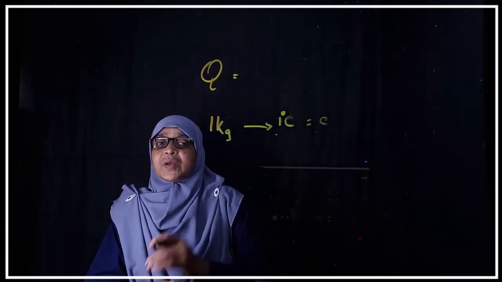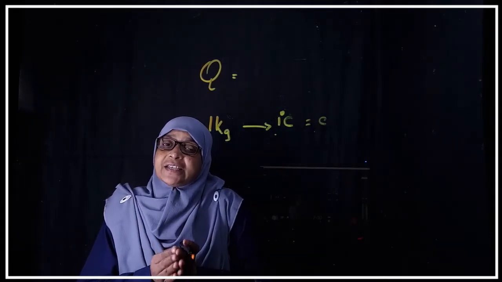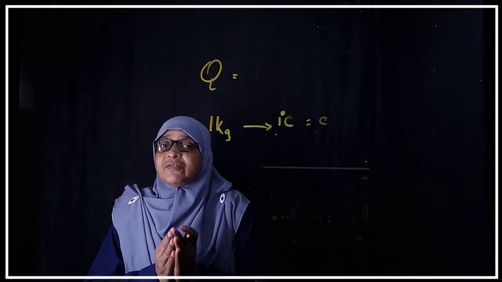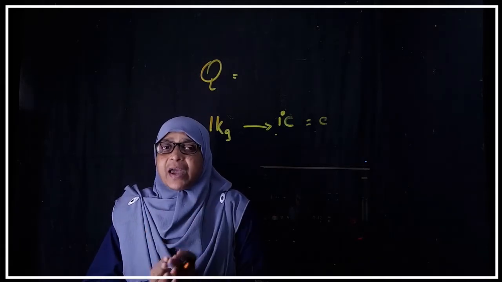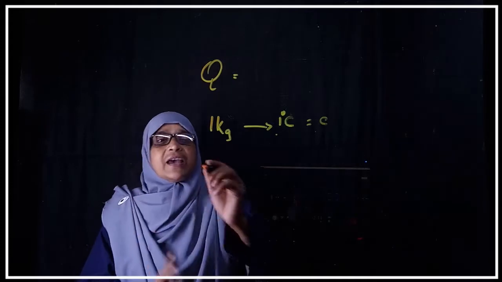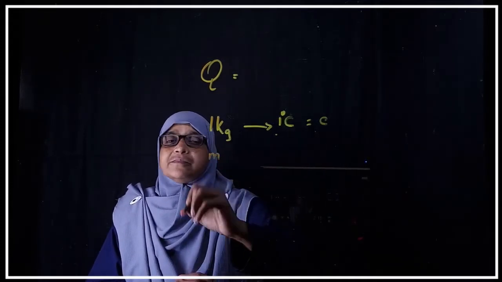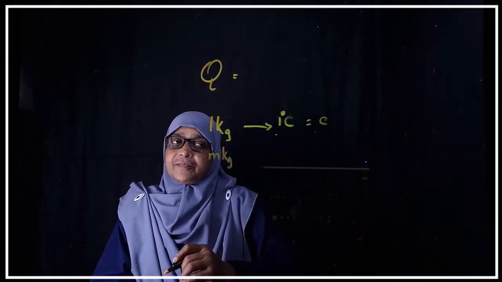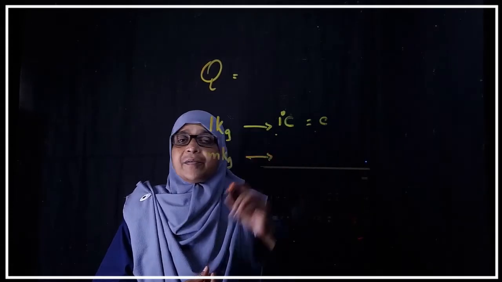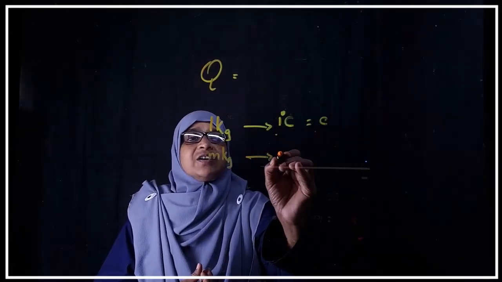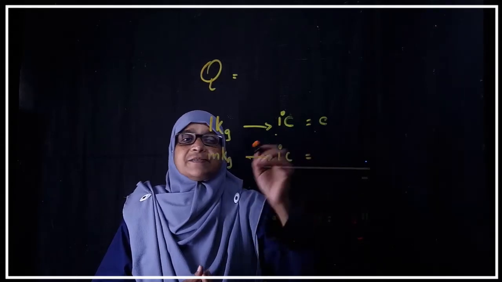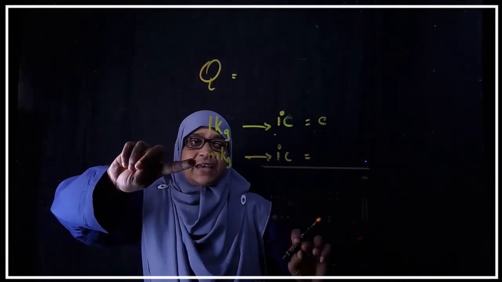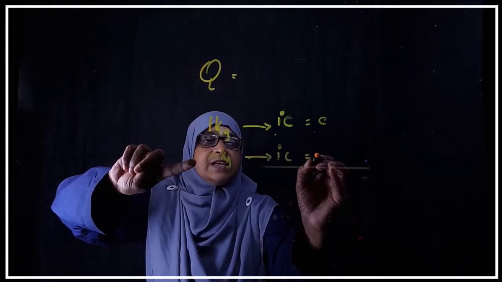Then the energy required to increase the temperature of any mass of a given substance. The mass we mark by m, m kg, by the change of 1 degree Celsius. If it is 1 kg, that is c. If it is m kg, that is mc.